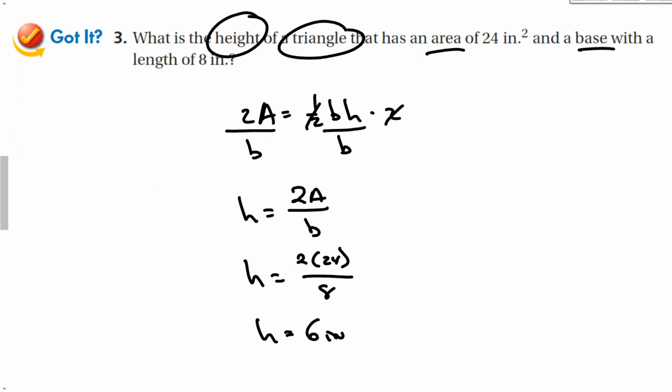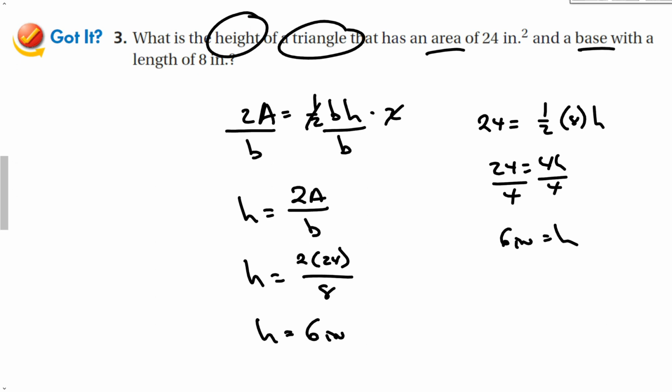Okay? And if we wanted to, of course, we could have just plugged it into the formula that 24 is equal to 1/2 the base times the height and worked that out that way. 1/2 times 8 is 4, so 24 is equal to 4h. Divide out the 4, okay, and we still get 6 inches is equal to the height. All right?